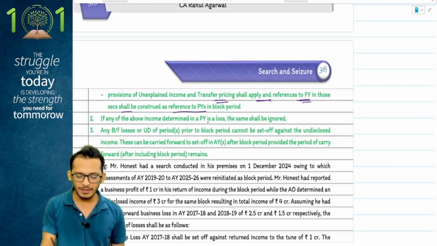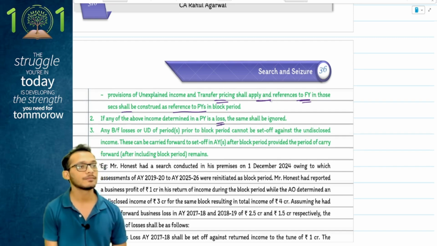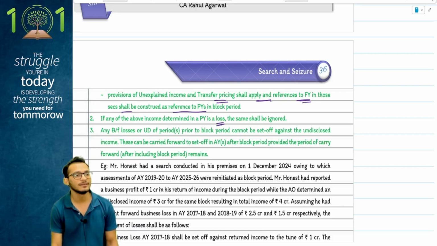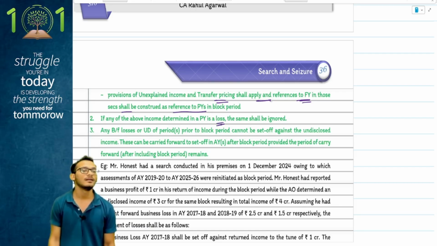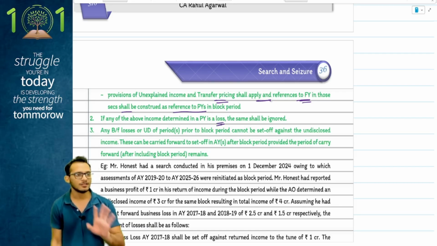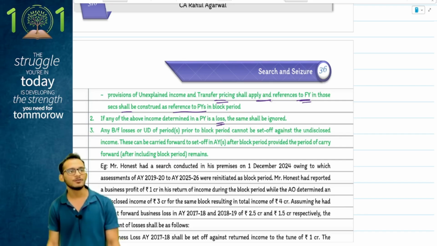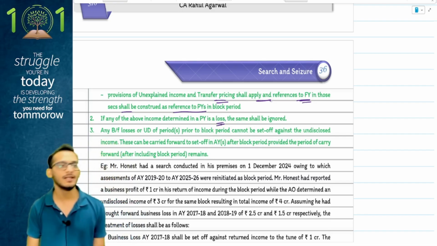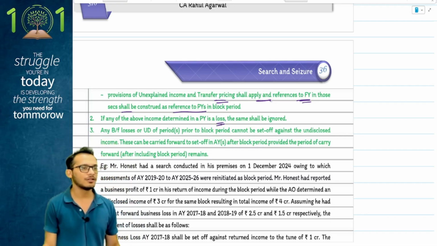If any of the above income determined in the previous year is a loss, people, income tax will say, forget the loss, I'm not giving it to you. Those years will become zero. Meaning, if you have an income, take the income. If you have a loss, forget the loss.